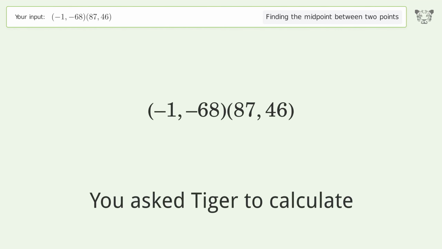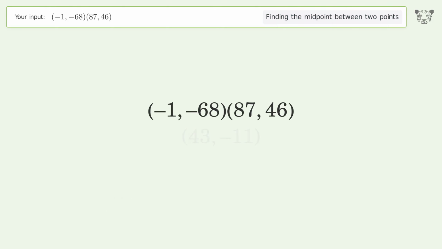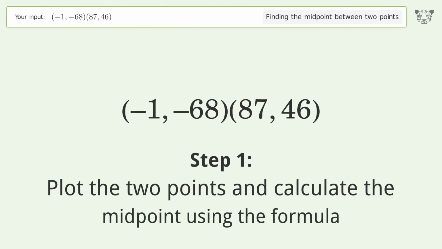You ask Tiger to calculate. This deals with finding the midpoint between 2 points. The midpoint between the 2 points is 43, -11. Let's solve it step by step. Plot the 2 points and calculate the midpoint using the formula.